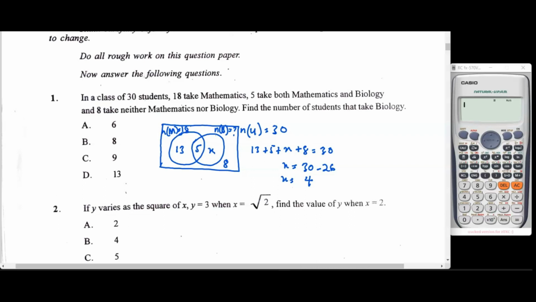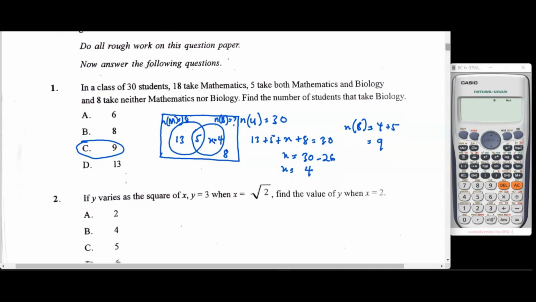But remember, x is the biology only. So the question demands that we find the number of biology students. So the number of biology only students we have here is 4. So 4 plus 5, and the answer is actually 9. So that is possible answer C.